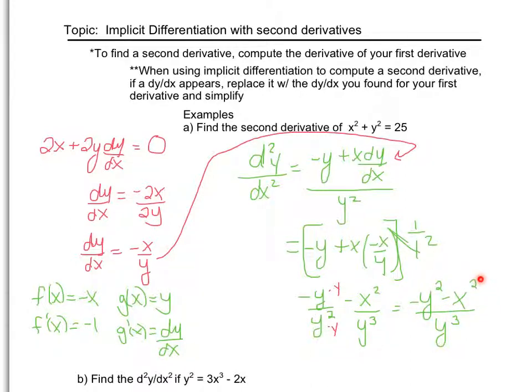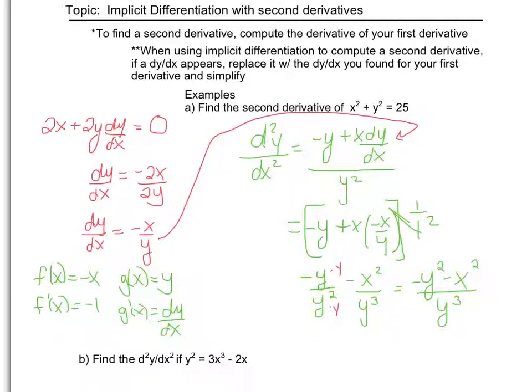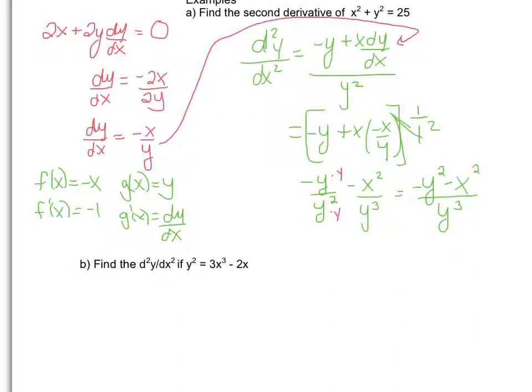except I saw that x squared plus y squared was 25. So if I factor a negative out of here, I'll have y squared plus x squared, and I can substitute that with 25. So I'm going to do that, giving me negative 1 times y squared plus x squared all over y cubed. And then, as I said a moment ago, replacing y squared plus x squared with 25 gives me negative 25 over y cubed for my second derivative.